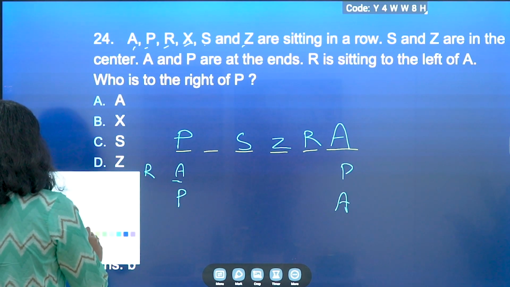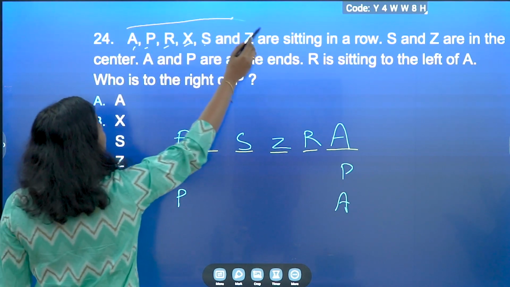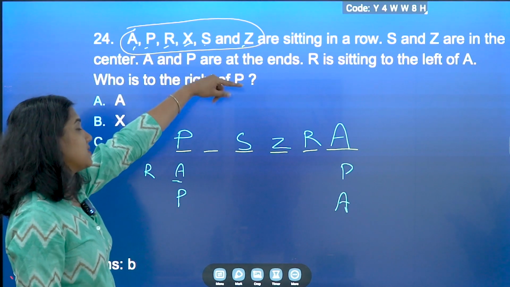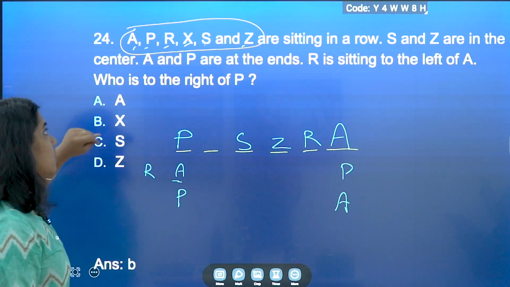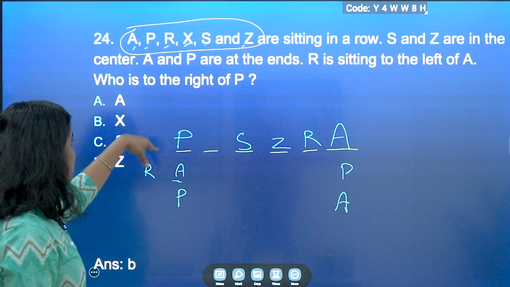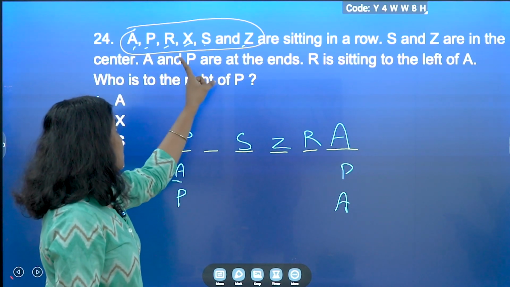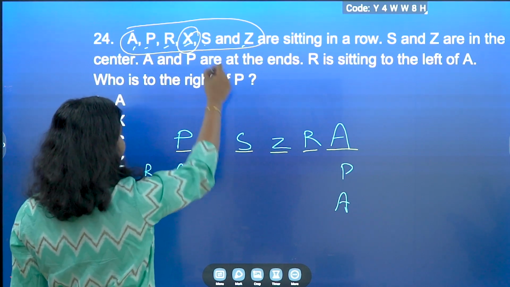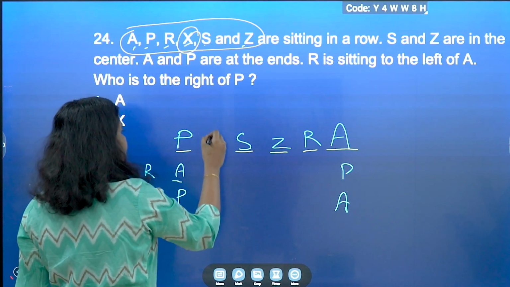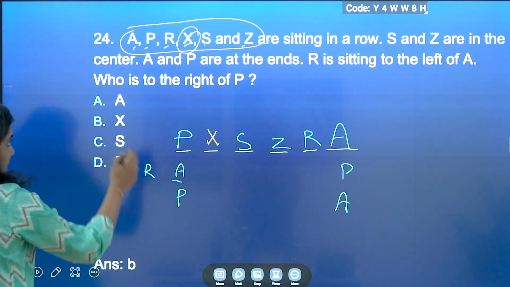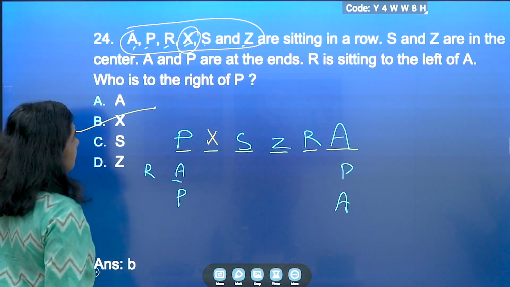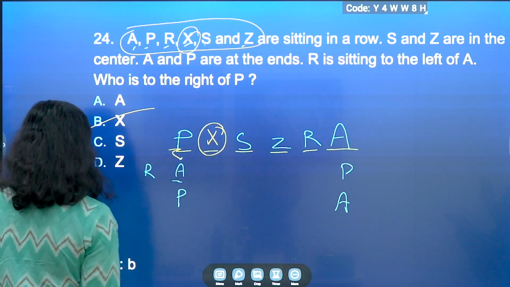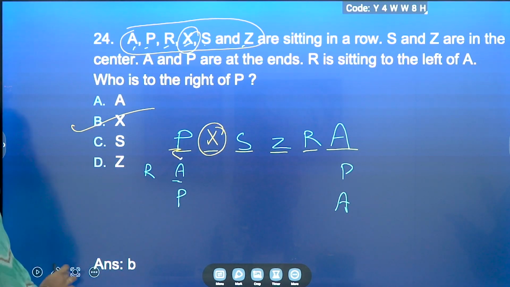These are the names of the people: A, P, R, X, S and Z. So let's find out who is missing. A is there, P is here, R is there, X is not here, Z is here and S is here. So X is the one who is missing. So option B. X is the one who is sitting to the right of P. Moving on to the next question.